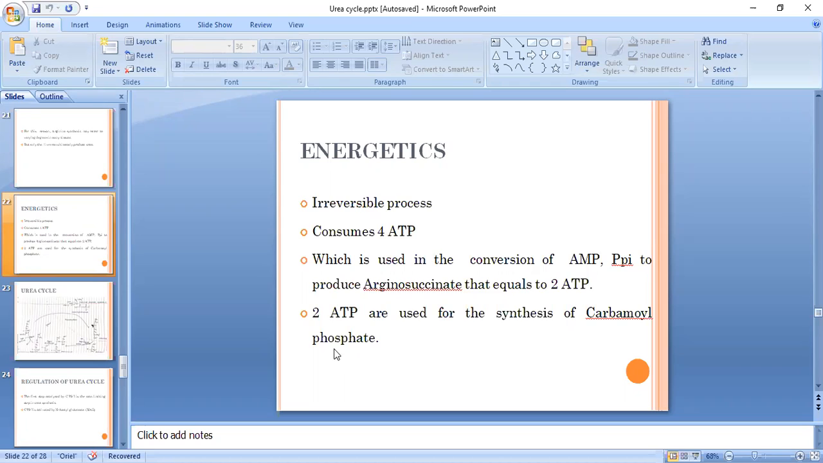In energetics, we talk about the fact that it is an irreversible process. That means no backward flow. Backward it cannot go, and the total ATP consumed is 4 ATP. That means 2 ATPs are required for the synthesis of carbamyl phosphate. That is, in the first step you require 2 ATP, and in the third step, for the synthesis of arginosuccinate, ATP will be converted into AMP and pyrophosphate. So total 4 ATP. So let us see how the urea cycle is.